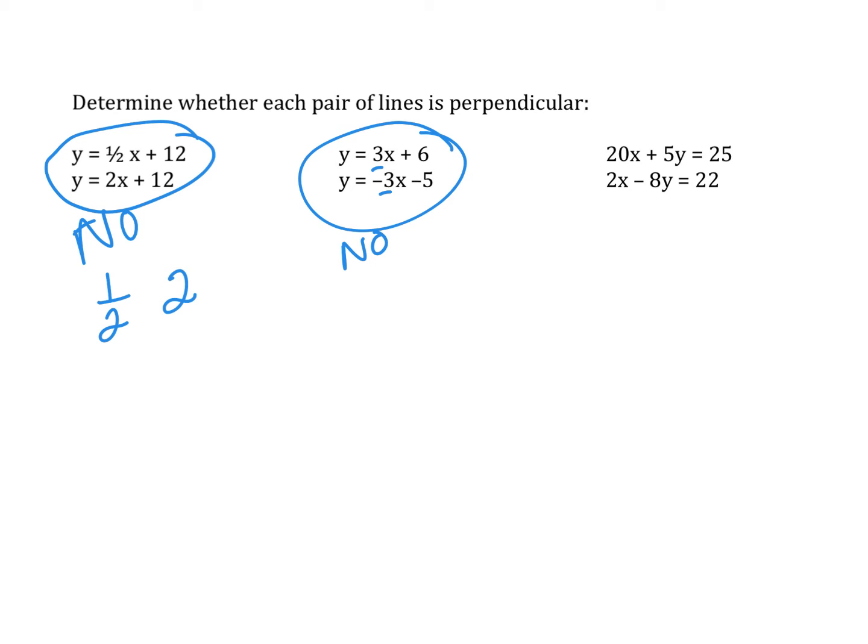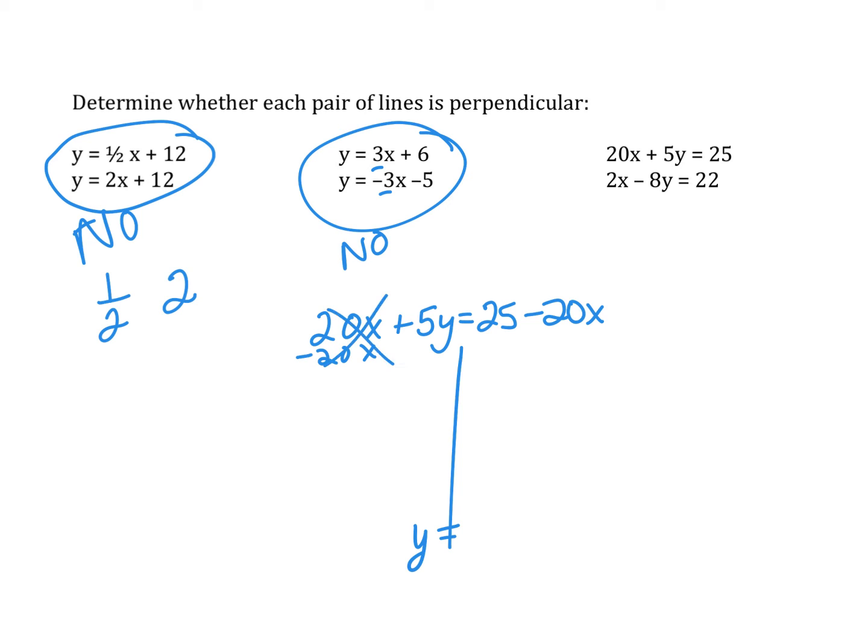And then for these lines, I'm going to write them down here where I have a little room to work, and I'm going to rearrange them to see what the slope is. So I have to solve for y, and I would do that by subtracting 20x from each side, and then dividing everything by 5. So this is 4 minus 4x. Okay, so there's one of them.